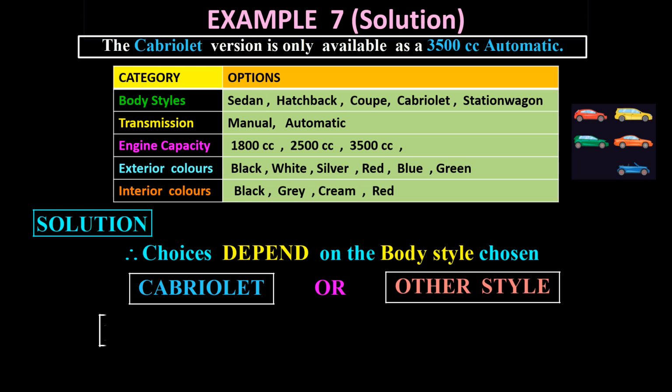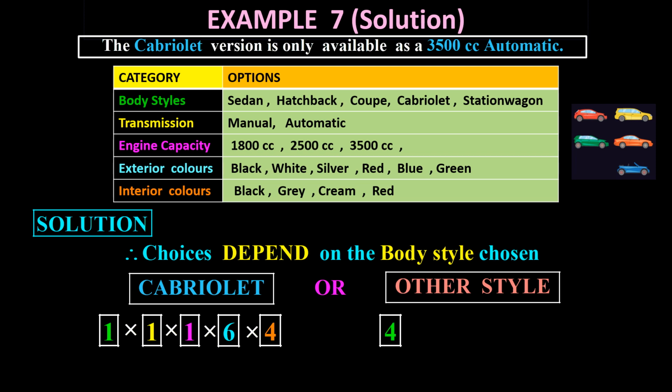Now let's choose a cabriolet. For the cabriolet, the body style, it's fixed, so that's just one, right? Transmission only comes in automatic, so no choice for the transmission. Engine capacity, only one choice there, right? And then exterior colors, we still have all 6 colors available. And then for the interior, we'll all have 4. So here we're going to apply the product rule. Let's look at the other choice.